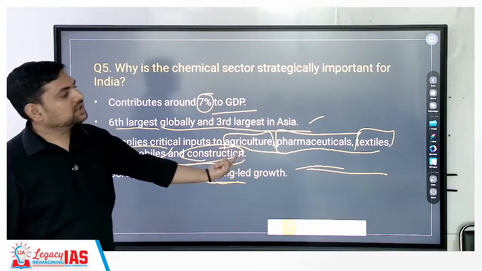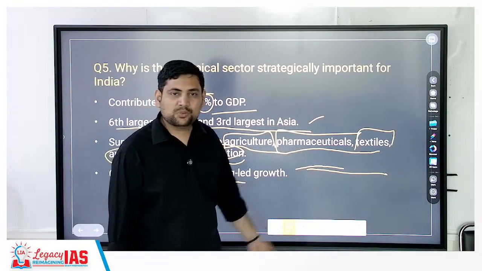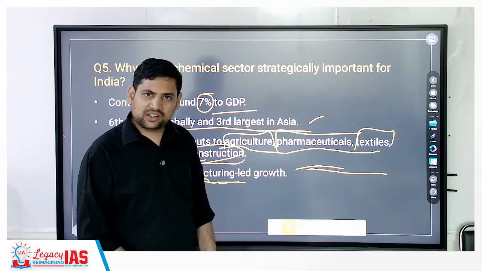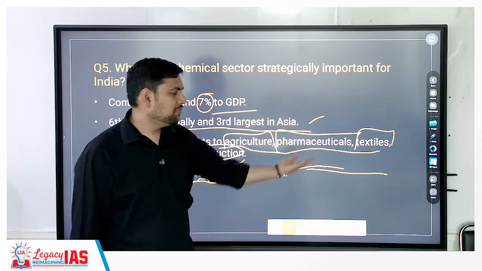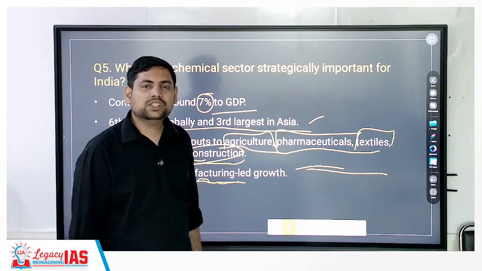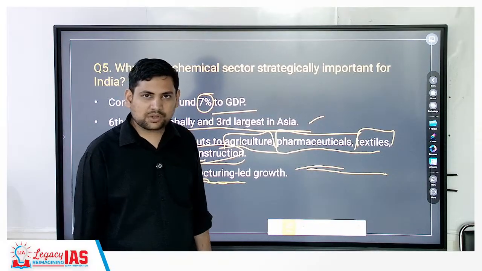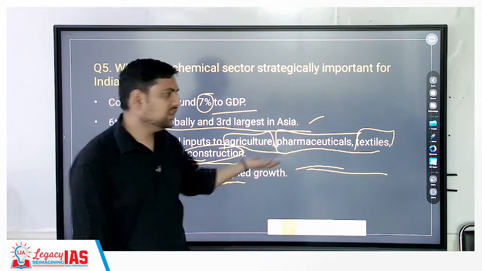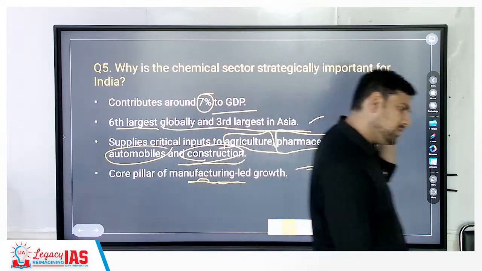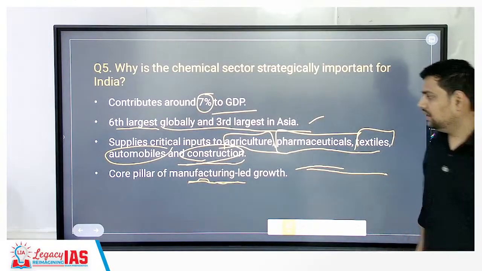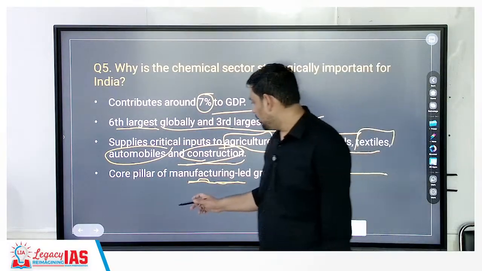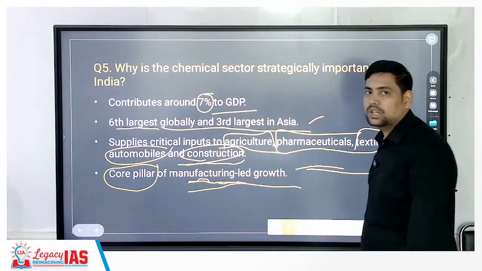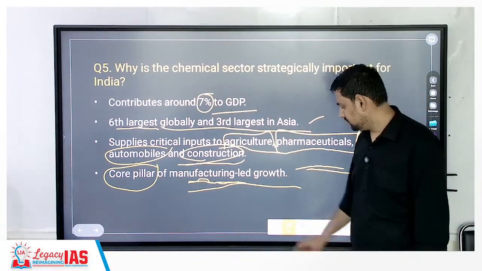Here fertilizer is a chemical, chemicals are used to make different kinds of medicine, and in textiles, all the colors and different kinds of cloth also. Most of the cloth that you see now is somehow artificially processed, rayons and nylons and all those textiles. So everything is all about chemicals, and those chemicals are manufactured in these industries. Then this is a core pillar of manufacturing led growth. Understood?